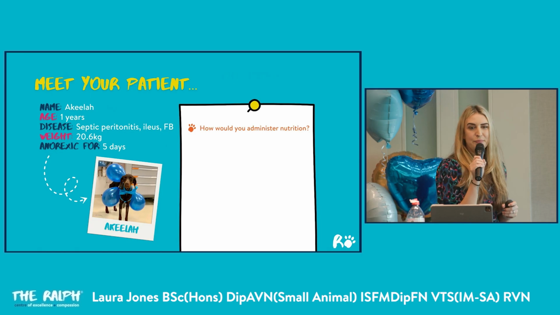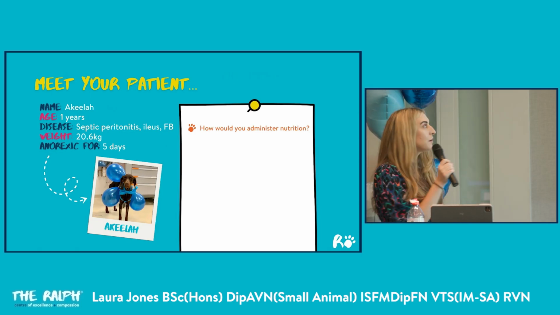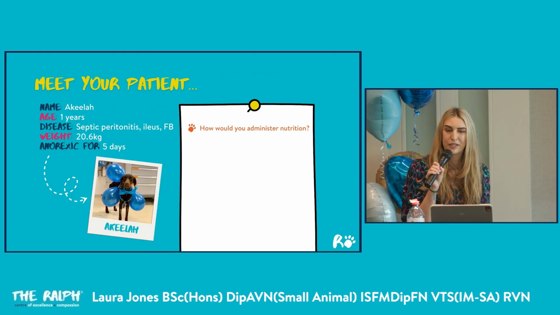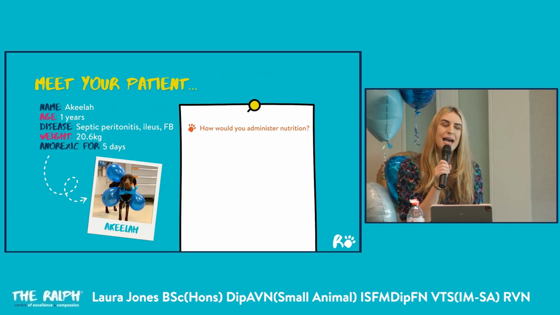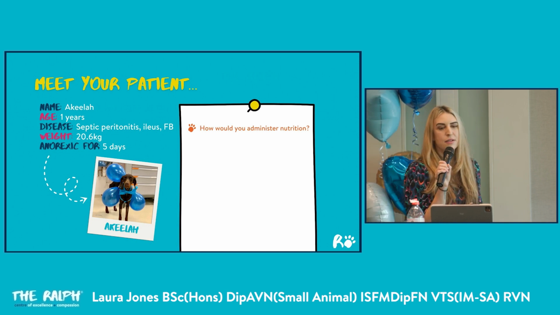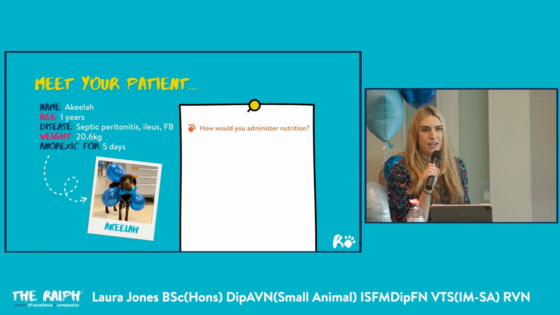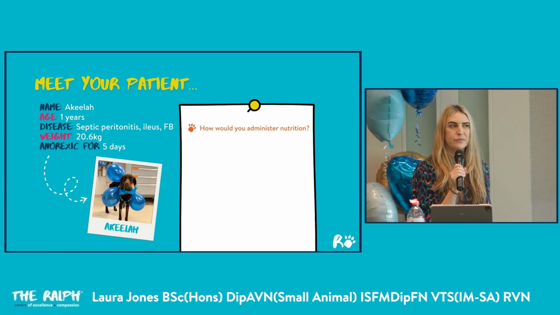Last one, this is Akila. Akila is a 1-year-old female neutered Doberman who had an intestinal foreign body, which was removed. She then developed septic peritonitis and severe ileus as a result. She weighed 20 kilos and had been anorexic for 5 days. So how are we going to feed Akila? What are we going to do?